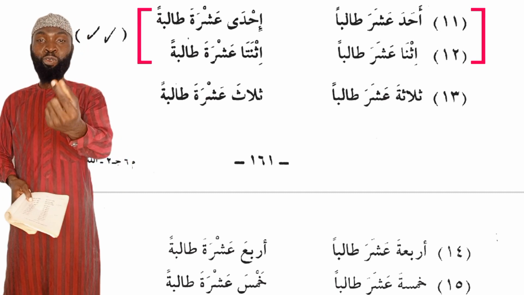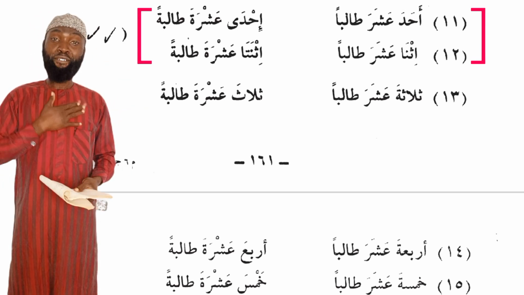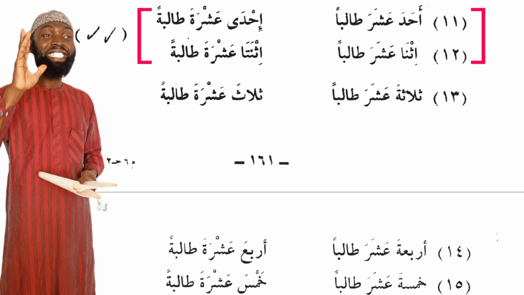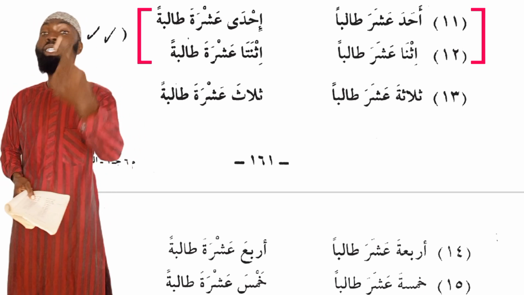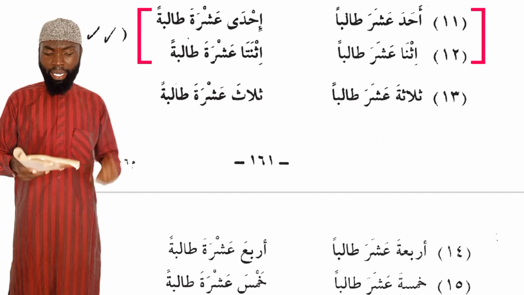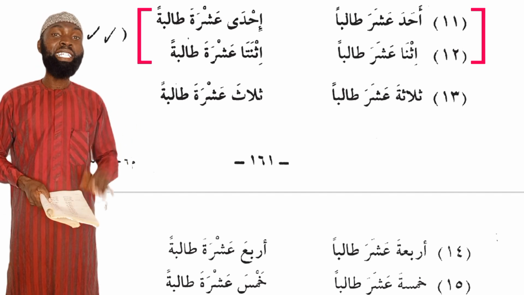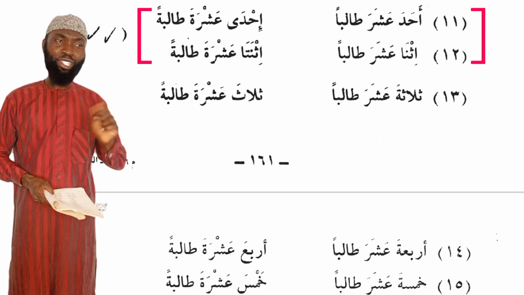Just as Yusuf alayhi salam told his father, "Inni ra'aytu ahada ashara kawkaban." Indeed, my father, I saw 11 stars. Do you understand? Ahada ashara kawkaban. But what if what is being counted is a feminine word? Then these two numbers should also be coming in the feminine pattern. So it will be what? Ihda ashrata talibatan.